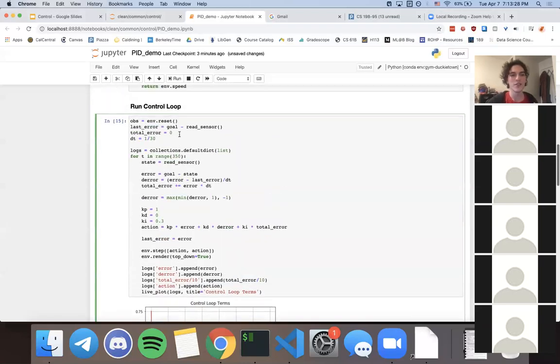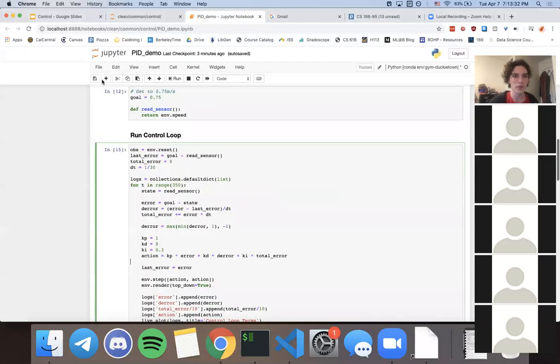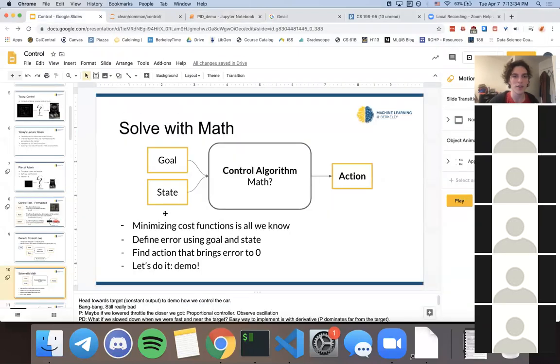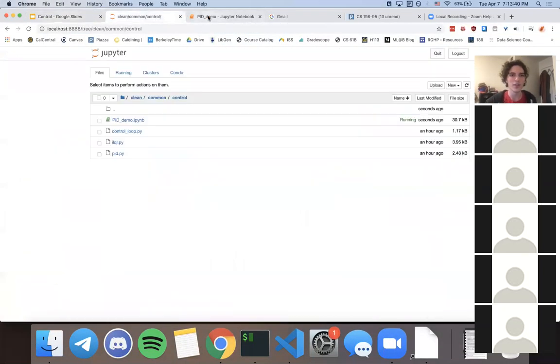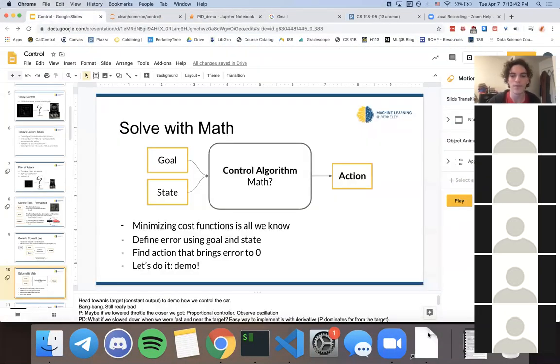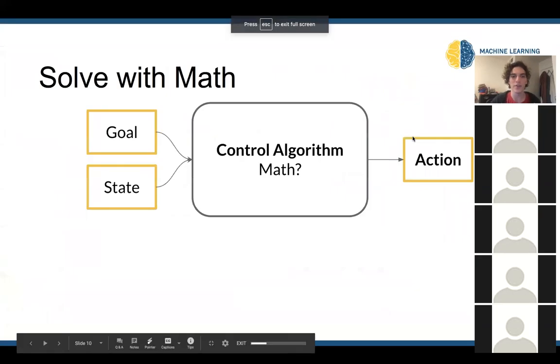And you can access this notebook in the control folder. Okay, we did that. Let's talk about it. Oh, I should probably stop it. It stopped. Okay. I should speed up.